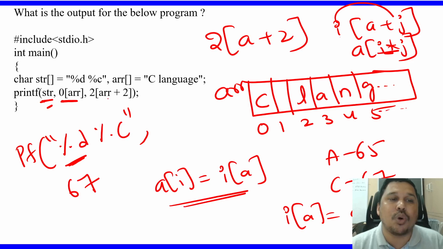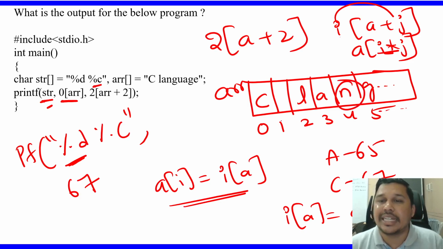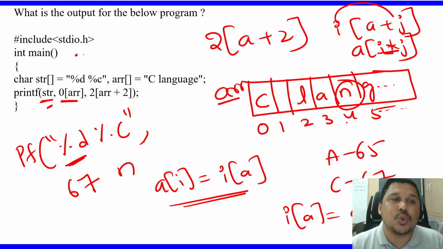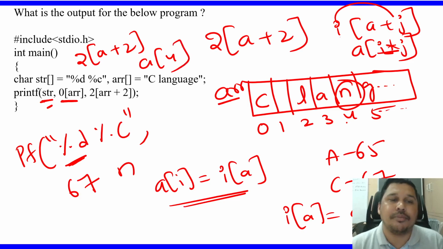So what will happen? 2[arr+2], that is 2 into 2, 4. And %c. So what is there at arr[4]? It is n. Sorry, the array at 4 contains n. So this statement 2[a+2] is nothing but a[4]. That's why the answer is 67 and n is the output.